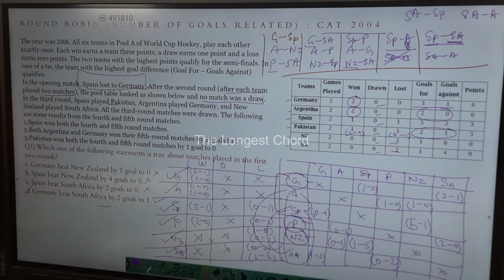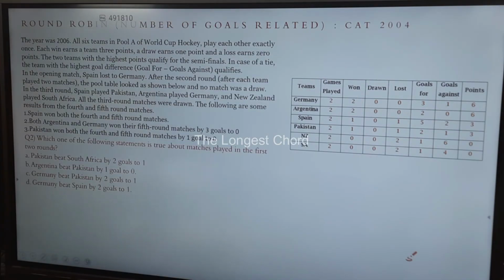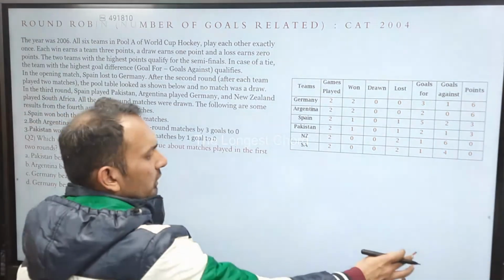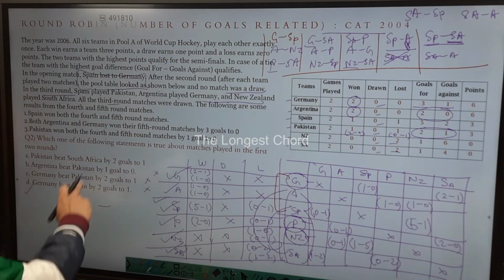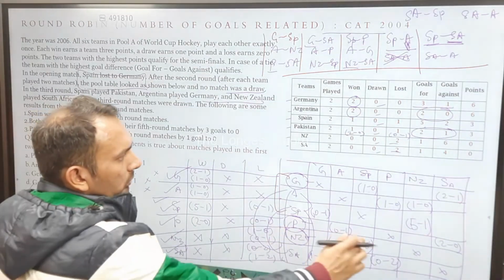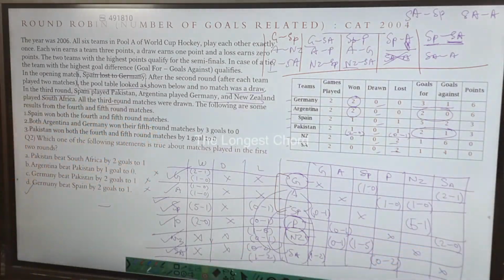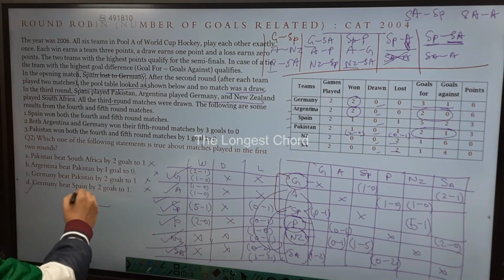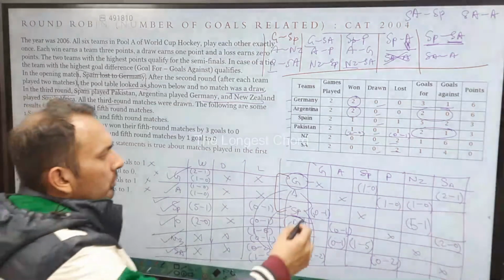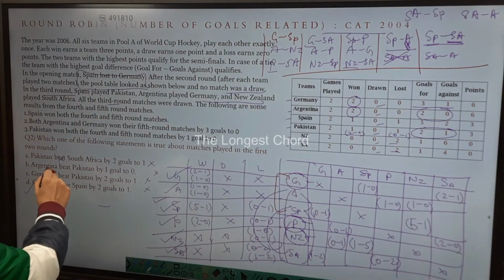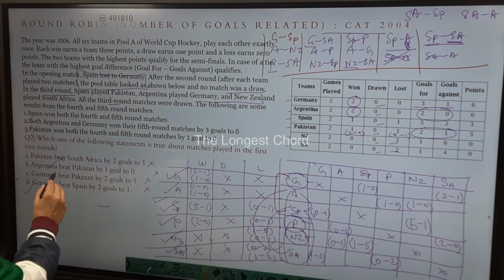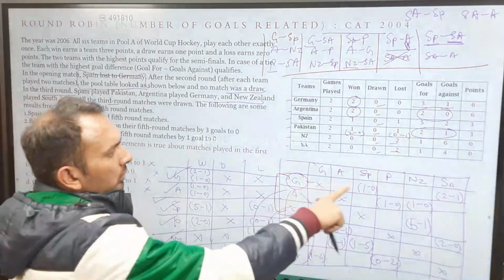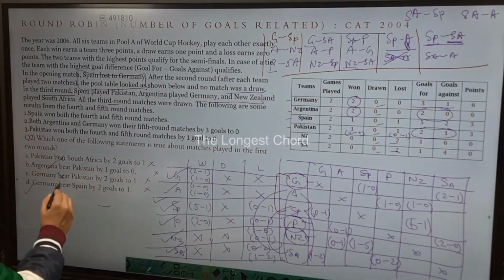Now let us just do the next question. The following statement is true about the matches played in the first 2 rounds. So this question also we can solve. So if we talk about Pakistan beat South Africa by 2-1, no, it is 2-0. So this is wrong. A beat P 1-0. This is true. G beat P 2-1. That is not true. G beat Spain 2-1. That is also not true. So we can say option number B is true.